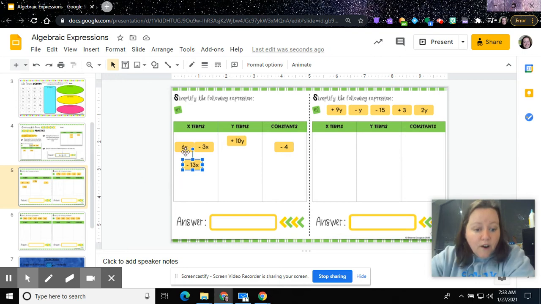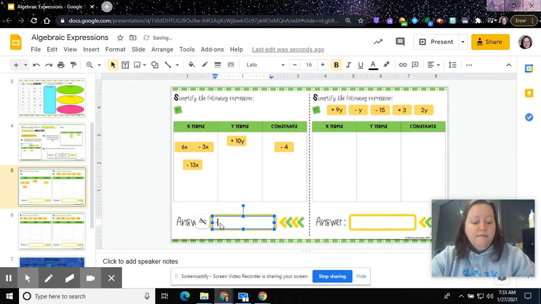And then these all are x's, or all apples, if you will, since they have the same variable ending. So we can put these together. So if I have 6x minus 3x, so if I have 6 apples, take away 3 apples, I now have 3 apples. So 6x minus 3x is 3x's. And then I have to subtract 13x. So if I have 3 x's and I subtract 13 x's, I owe someone 10 x's.